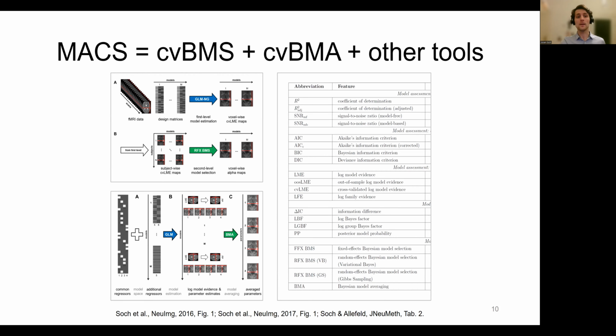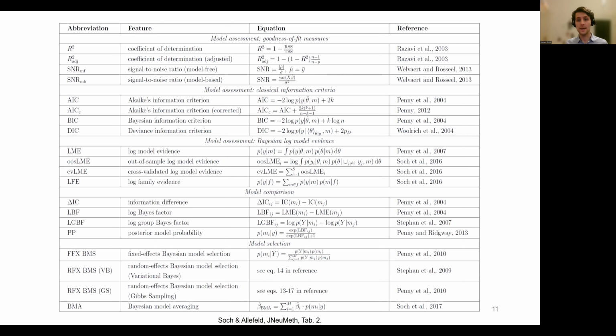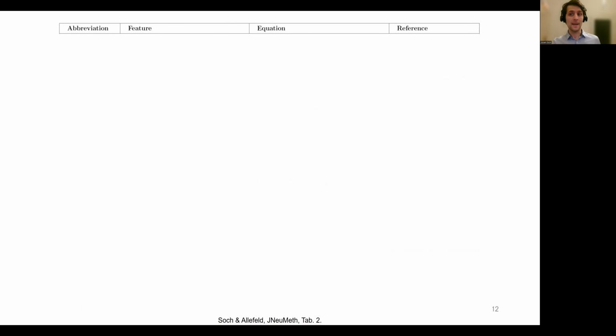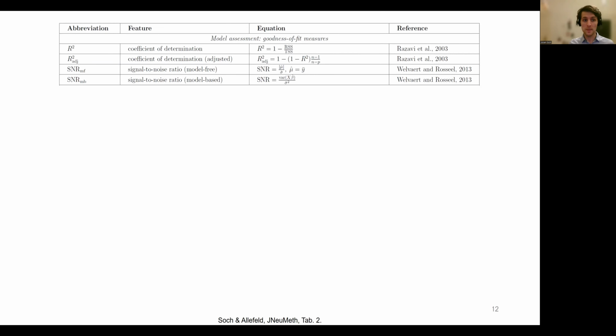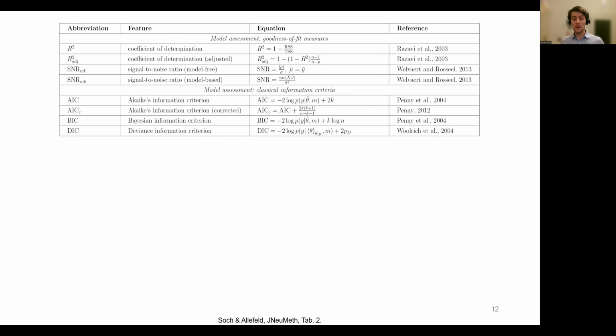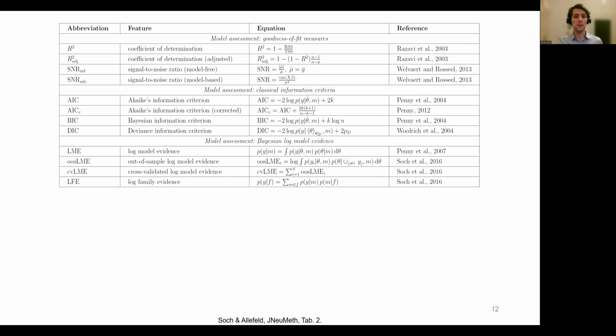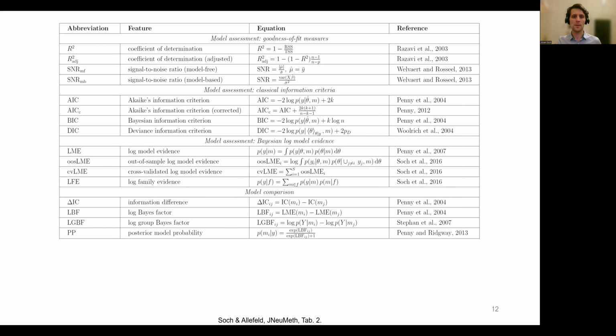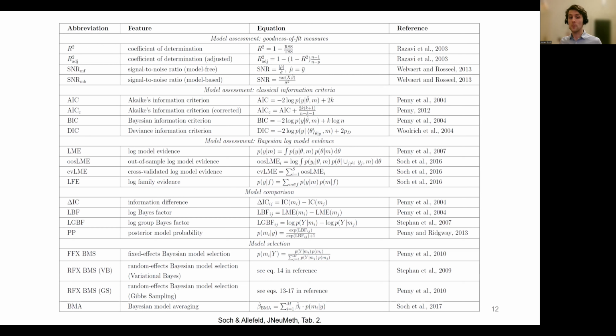So this is the complete list of methods included in the toolbox. And as the name of the toolbox says, they fall into three categories: model assessment, model comparison, and model selection, where model assessment can again be subdivided into goodness of fit measures, such as R squared and signal-to-noise ratio, classical information criteria like the Akaike information criterion and the Bayesian information criterion, and methods based on the Bayesian marginal likelihood, for example, the cross-validated log model evidence. Then we have methods for model comparison, such as voxel-wise log Bayes factors, and methods for model selection, for example, group-level Bayesian model selection.